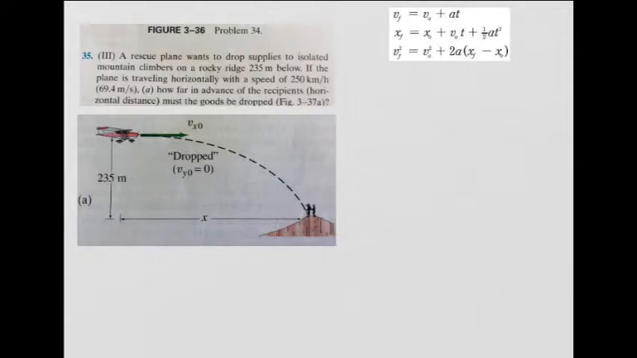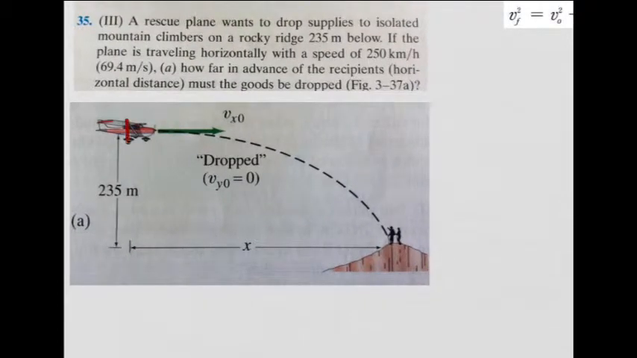So pretty much, the plane has some goods, and we are going to be dropping them. But since the plane is moving, the goods don't just drop straight down. They're going to be dropping along a curve. And we have to find the X at which we're going to drop the goods so that they land right on the mountain climbers. Well, not right on top of them, just right by them so that they could get them. Let's erase that and get back to the problem.